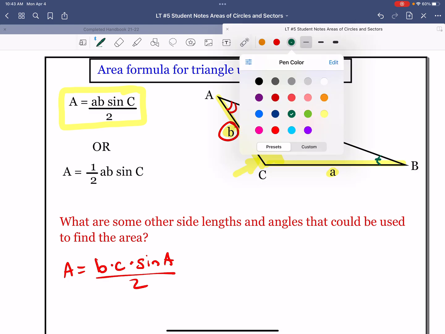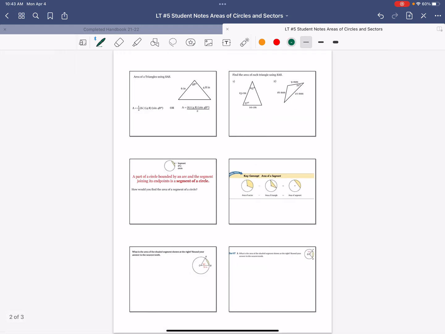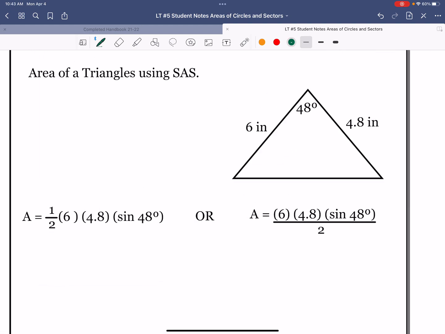Then I would use C and A. So area over here would be C times A times the sine of the included angle, all divided by 2. So we're going to practice this because this is going to be the easiest way to get the area of a triangle, doing this next section. So let's practice this before we do segments.